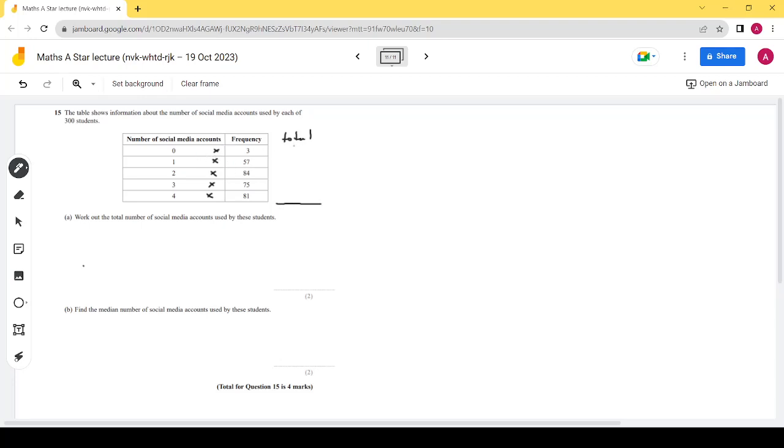So 3 people have 0 counts. Well, the total is 0, of course, because 3 times 0 is 0. 57 have 1, so that'll be 57. Then we've got 84 have 2, so 84 times 2 just gives us 168. Then we've got 75 times 3, which is going to give us 225. And we've got 81 times 4, which will give us 324. Then we need to add them all together.